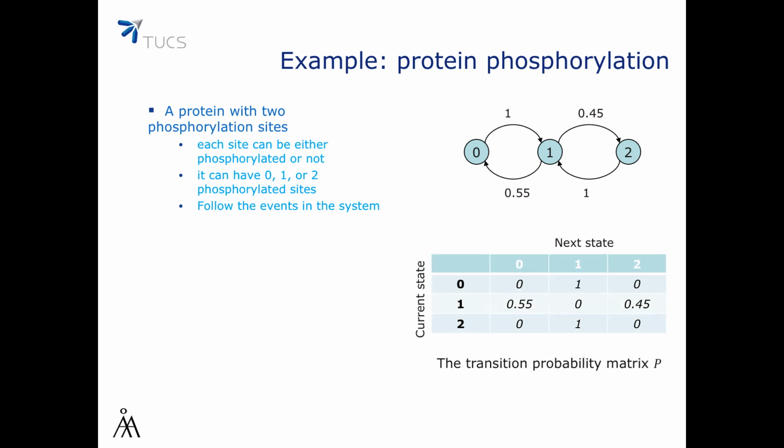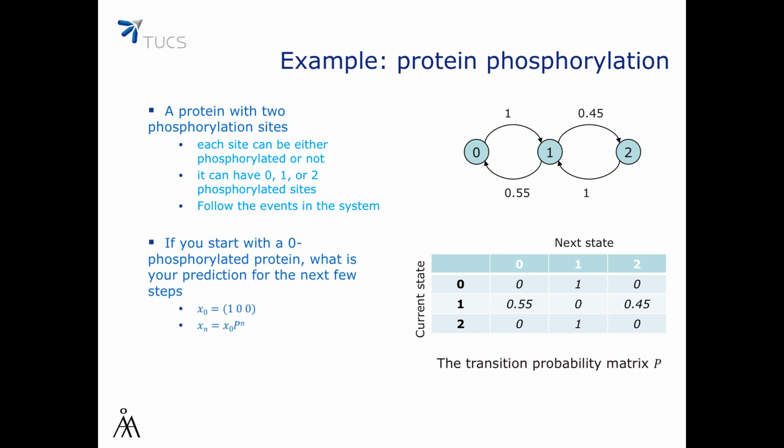The same thing can also be collected as we did before in terms of this transition probability matrix P. And so if you start with a 0 phosphorylated protein, we can now look into what would be the prediction for the next few steps. And to do that, we simply start with the initial state being 1, 0, 0, meaning that we have a 0 phosphorylated protein, and we simply have to compute the product x0 times P to the power n.